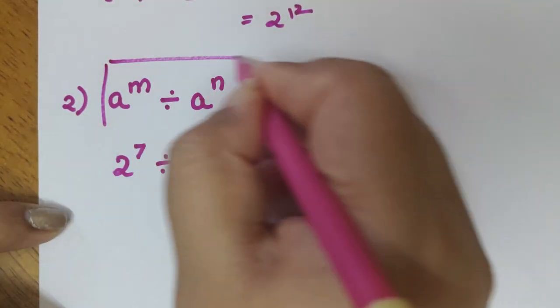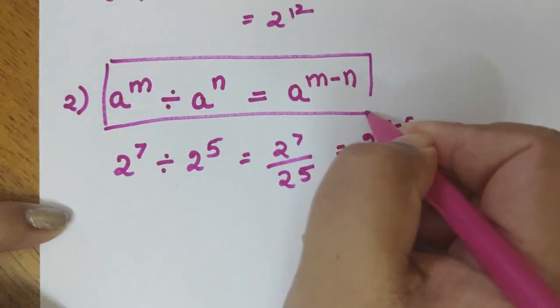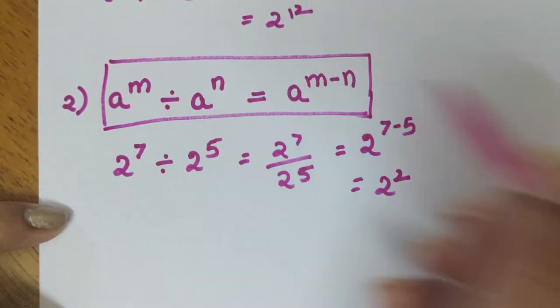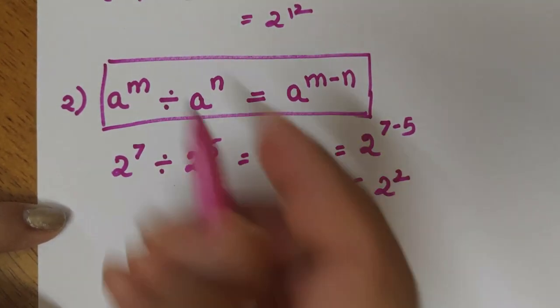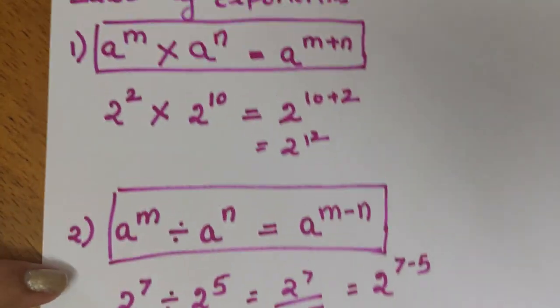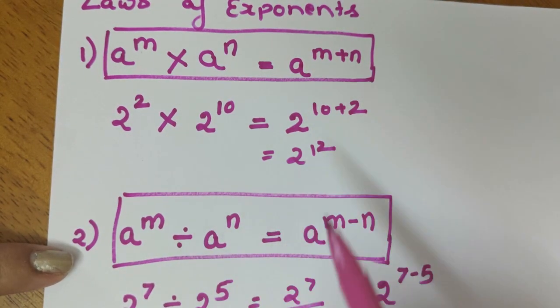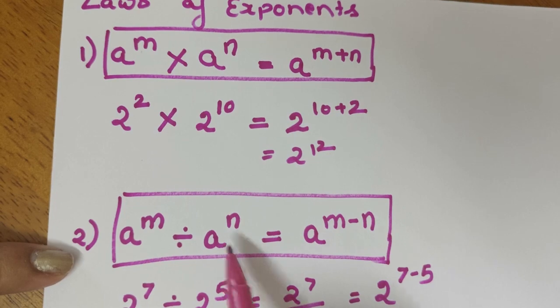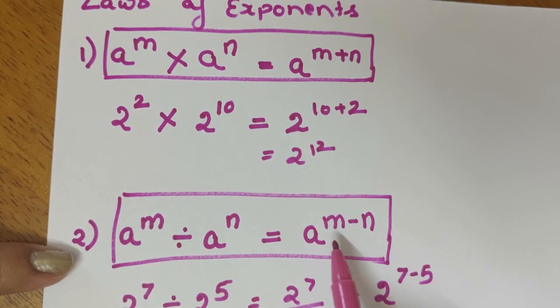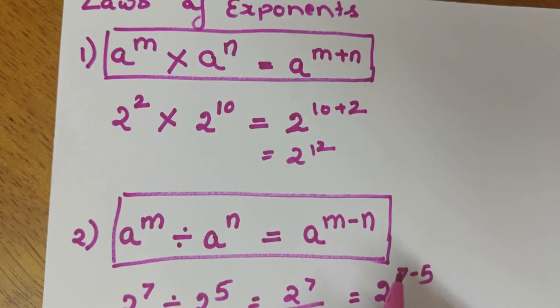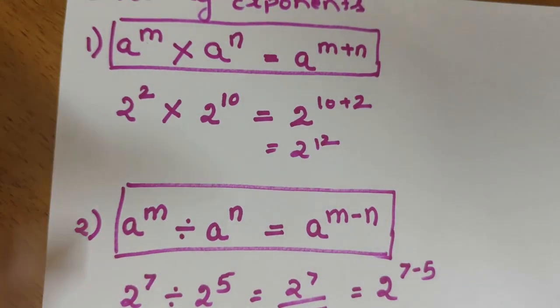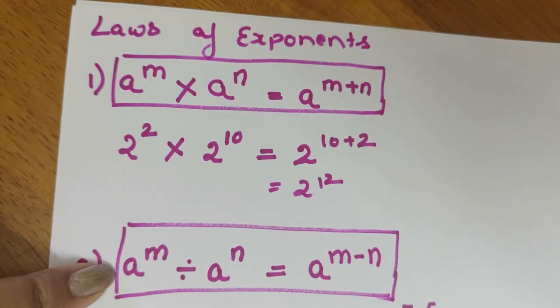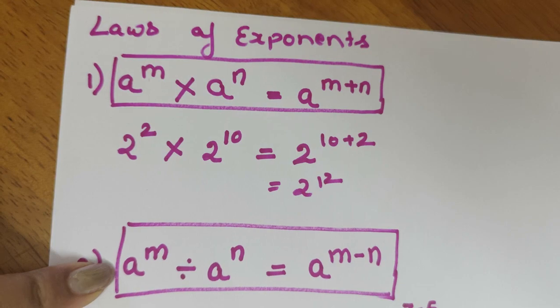So if I want to multiply similar integers, their powers get added. If I want to divide similar integers, their powers get subtracted. So what we have learned so far, these two are the basic principles or basic laws of exponents.